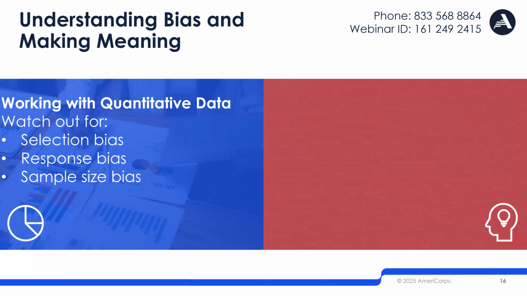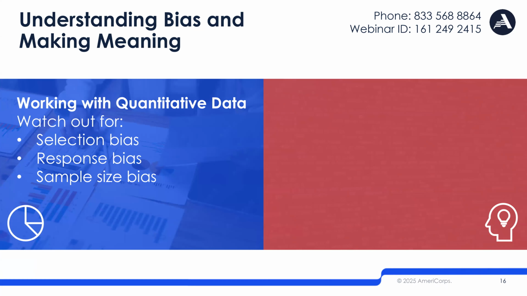When working with quantitative data, we need to watch out for selection bias. Are we only counting certain groups while missing others? We need to account for response bias. Are our surveys designed in a way that influences answers? Could they be leading? And sample size bias. Do we have enough data to draw meaningful conclusions?